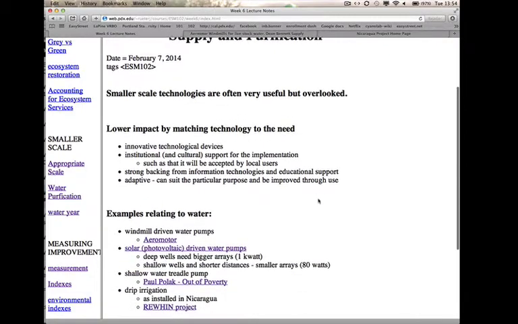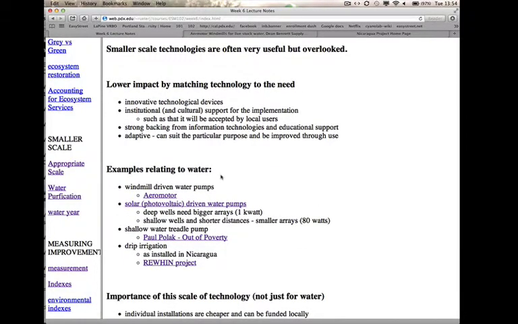So one of the reasons we're interested in lower impact, smaller technologies is because the technology is designed just to meet a particular need. So you can take innovative devices and approaches. You can address the specific institutional needs in order to support the implementation of those projects, such as, will this be accepted by the local users? Is it an acceptable technology for how they want to do things? It's important not to forget that. And then we can use targeted information technologies and educational support to train the people that need to use it.